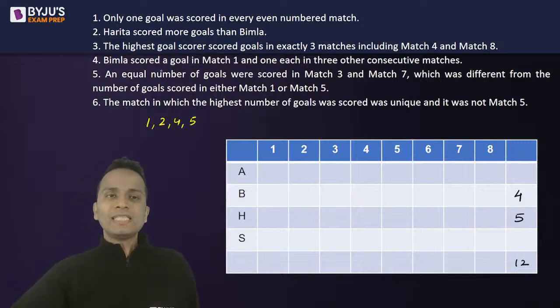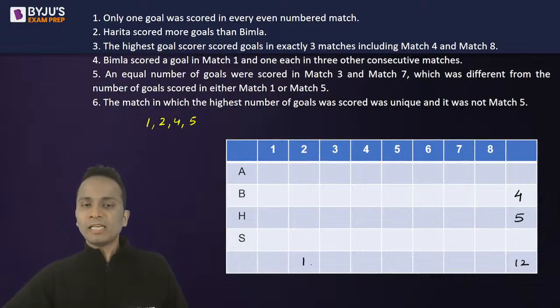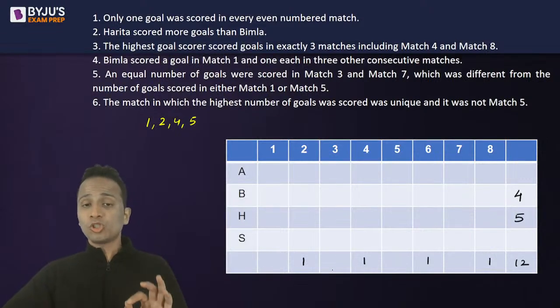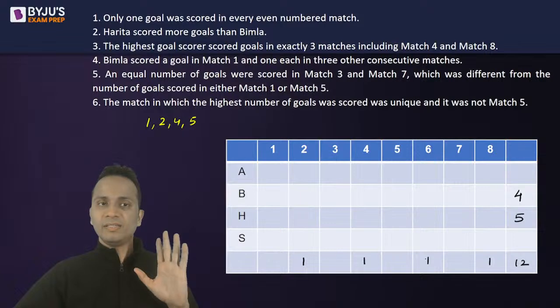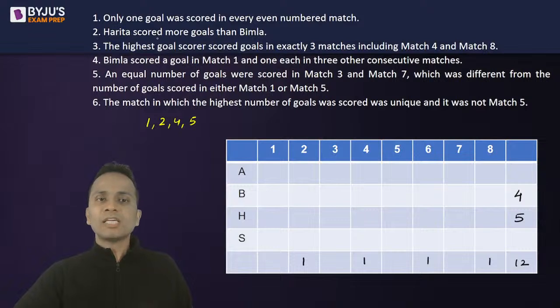Now let's read the information one by one. Statement number 1 at the top: only one goal was scored in every even numbered match. So in the second match, the fourth match, the sixth match, and the eighth match, one goal each. The total number of goals scored in these 4 matches will be 1 each. Done. So statement number 1 is complete. Statement number 2, Harita scored more goals than Bimla. I've already used this statement. Harita has scored 5 goals and Bimla has scored 4 goals. Done. Statements number 1 and 2 both are used.